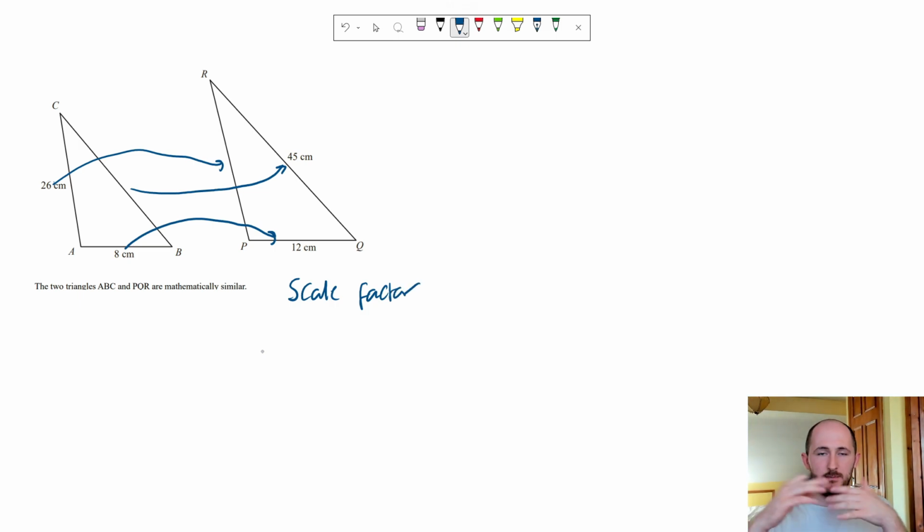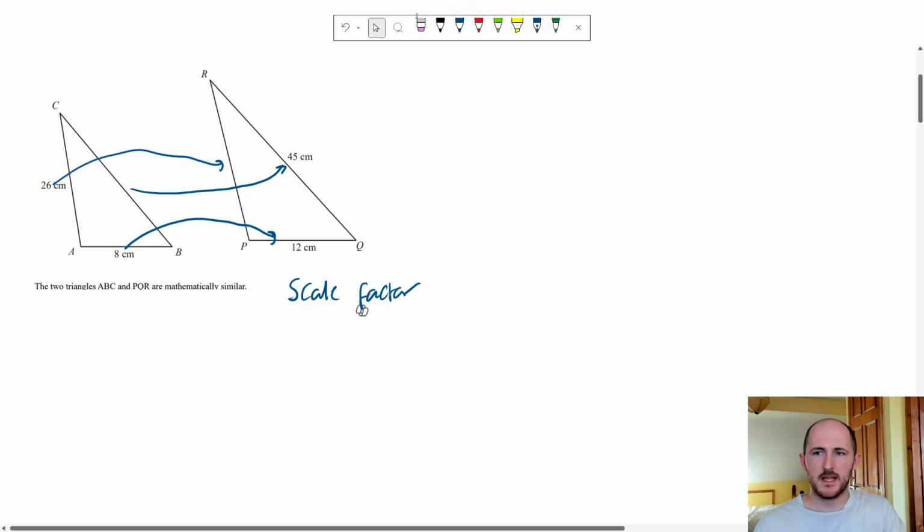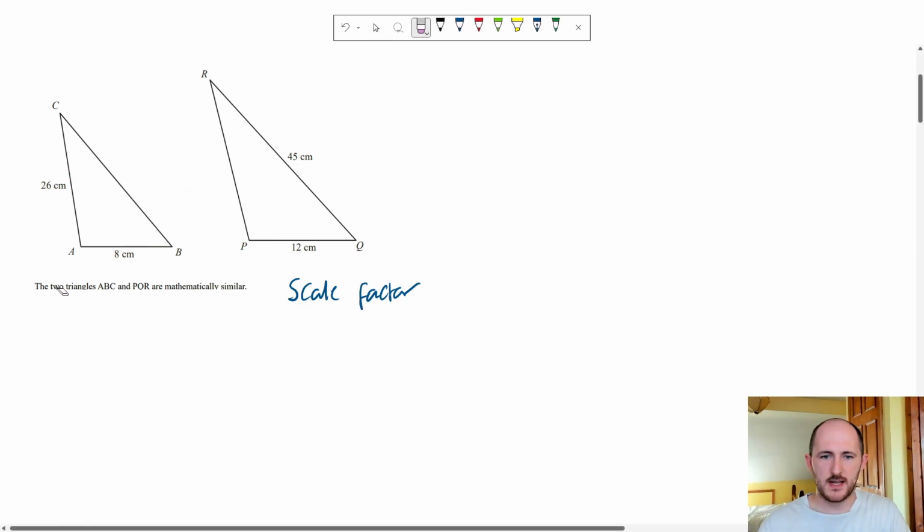So again, with the building design, if a building is 100 meters tall, you might draw something that's only 50 centimeters tall, in which case it's going to be 200 times smaller. Or in other words, to go from the design to the real thing, you multiply by 200. That's the scale factor. So when they say in these questions, the two triangles ABC and PQR are mathematically similar, it just means that there is a number you times the sides by on this triangle in order to get the other triangle. So how do you work out the missing lengths?